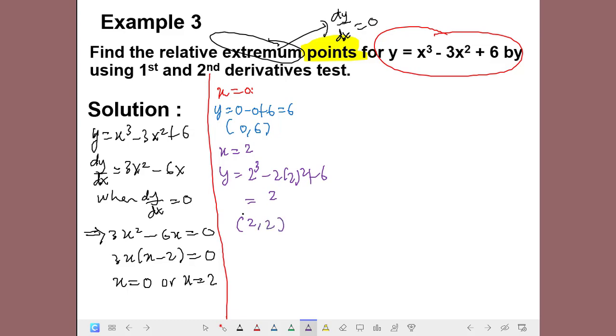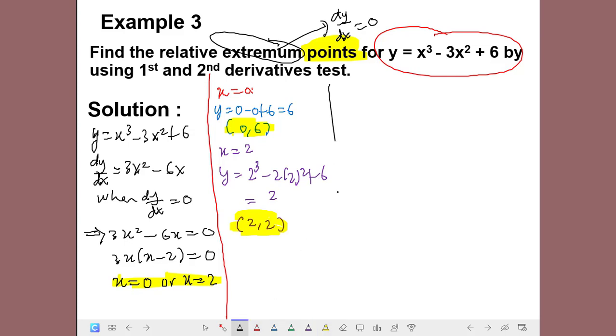This is the same example as the first example again. Then you need to test at these points whether each is a maximum or minimum, using the first and second derivative tests. Let's say you have two values of x.